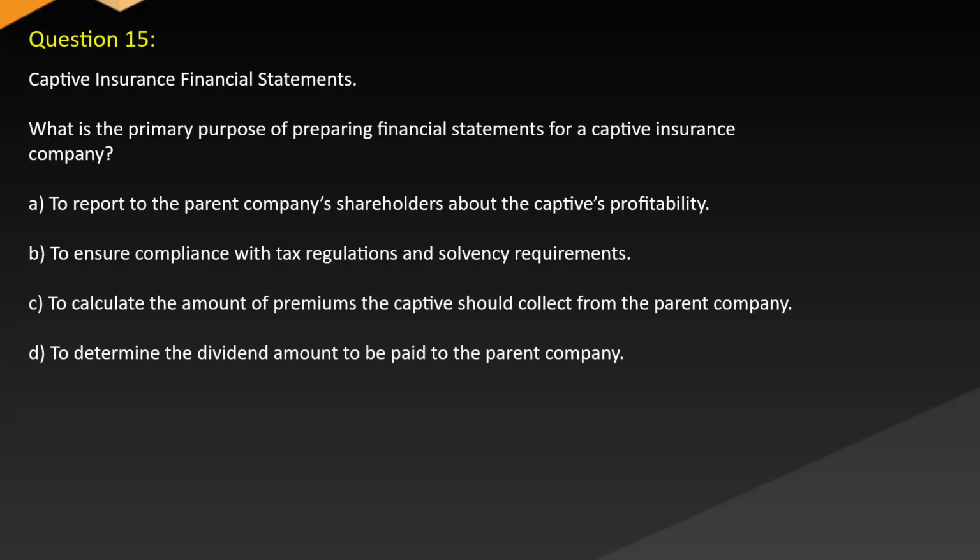Question 15. Captive insurance financial statements. What is the primary purpose of preparing financial statements for a captive insurance company? A. To report to the parent company's shareholders about the captive's profitability. B. To ensure compliance with tax regulations and solvency requirements. C. To calculate the amount of premiums the captive should collect from the parent company. D. To determine the dividend amount to be paid to the parent company.